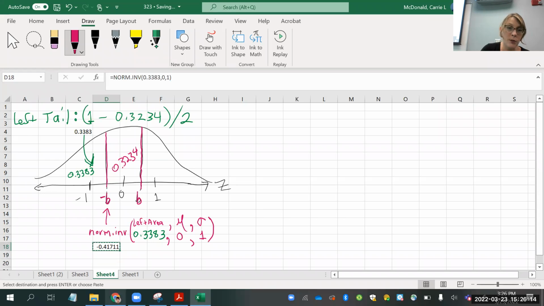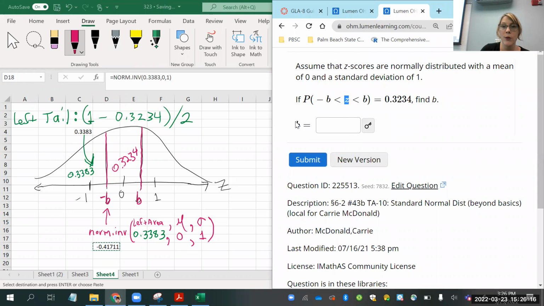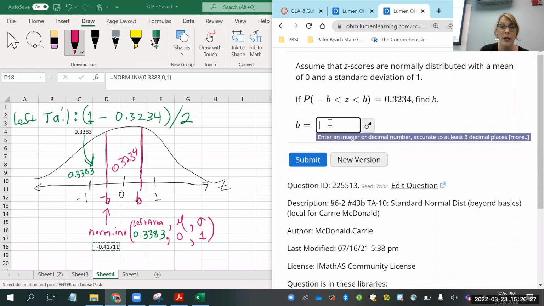So now I'm ready to answer my question. Now notice that it only asks me for b. It doesn't ask me for negative b and also for positive b. It just asks me for positive b. So I can give it this answer, but also remove the negative because it just wanted the absolute value, the distance from 0. It doesn't want me to put the negative there, okay?